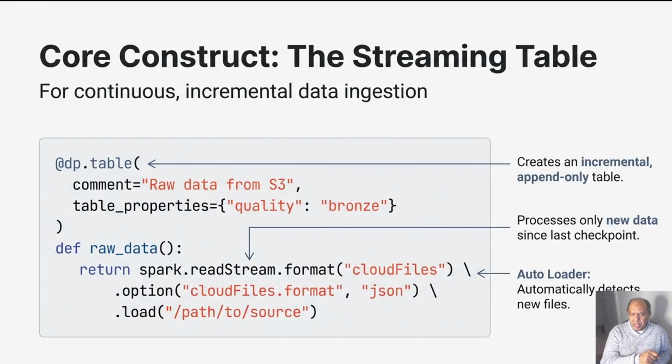This is your bronze layer pattern: raw data ingestion with minimal transformation, maintaining full history and optimized for append-only workloads. The key takeaway here is streaming table for continuous ingestion, autoloader for intelligent file detection, checkpoint-based incremental processing, and the append-only pattern for the bronze layer. No manual state management required here.